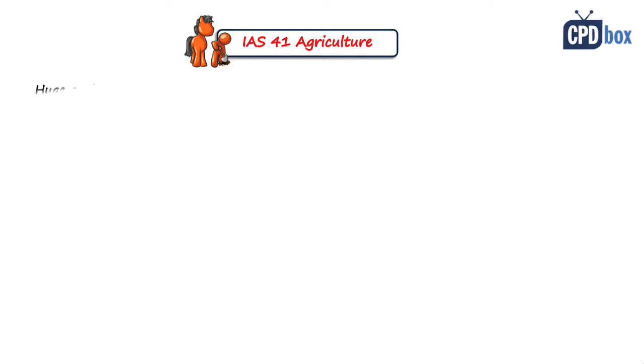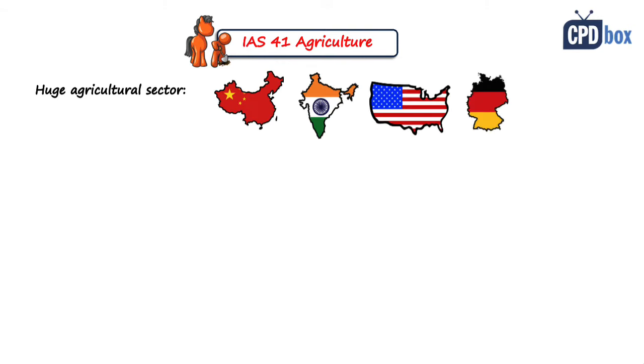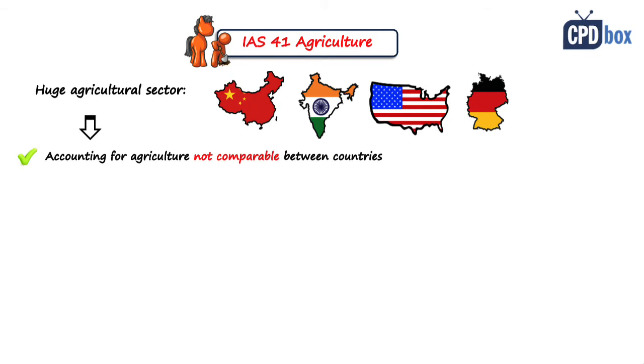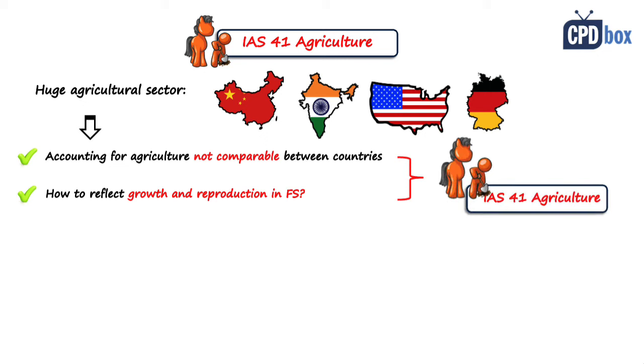Many countries have a huge agricultural sector because we all need to eat to survive. China, India, US, Germany, these are only a few examples of countries with significant agricultural production. And the problem was that the accounting treatment of agricultural activities was not comparable between individual countries, and also agriculture relates to living organisms. So how should we reflect growth and reproduction in the financial statements, just as an example? And many similar problems arose, and to solve these issues, the standard IAS 41 Agriculture was issued in the late 2000s, and it's applicable for periods starting on or after 1st January 2003, so it's here for some while.